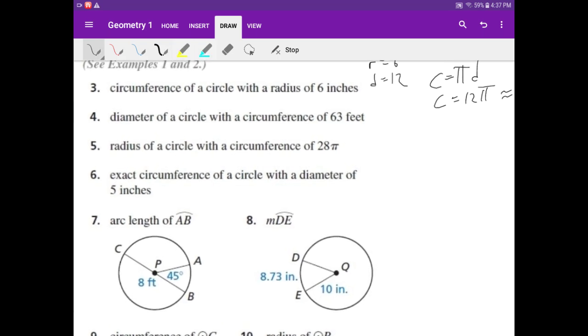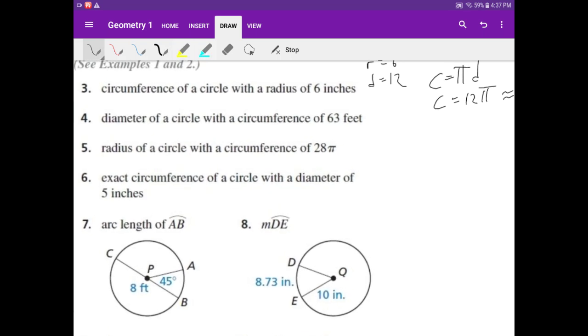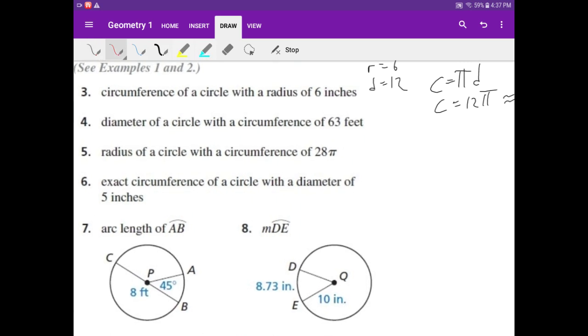Number 5 would be an easy example if you're using exact. So remember the formula is circumference equals pi times d. So the circumference is 28 pi equals pi times d. If you divide both sides by pi, that means 28 equals d, and then 14 equals r, because the radius is half the diameter.